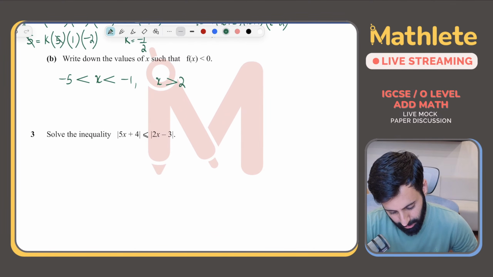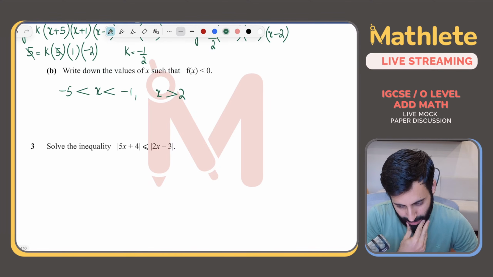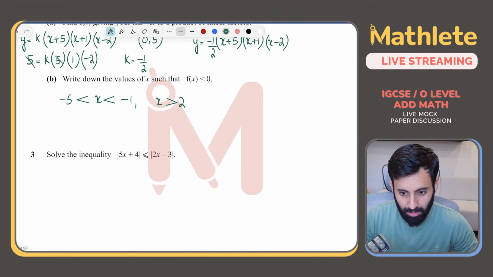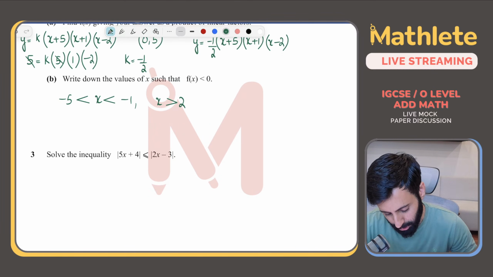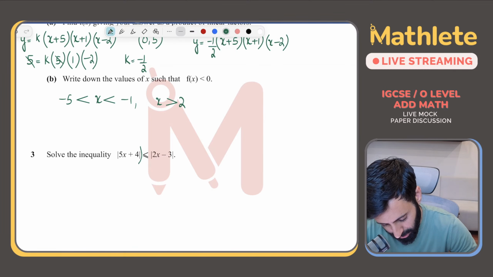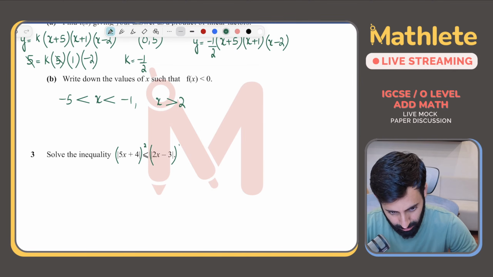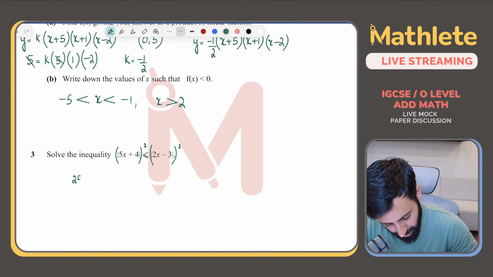Solve the inequality. So once again, we have modulus on both sides. The best method to do such questions is that you square both sides. I think we had a similar question yesterday also. So when we square both sides, here's what we get. This is going to be 25x squared plus 5 times 4, that's 20, 20 times 2 is 40x, plus 16 is lesser than or equal to 4x squared. 2 times 3 is 6, 6 times 2 is 12, minus 12x, plus 9.